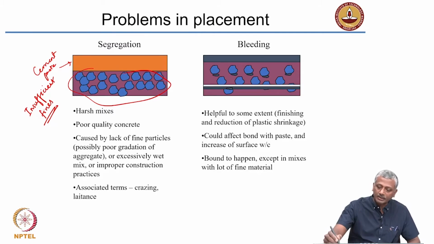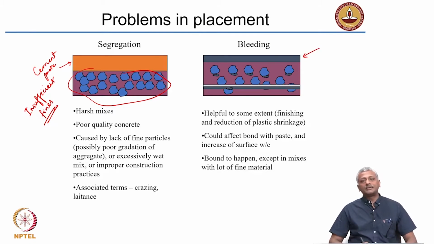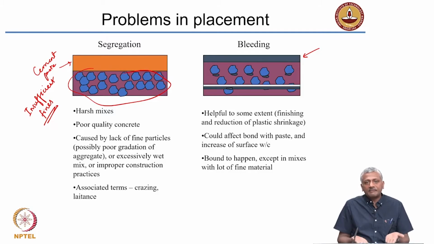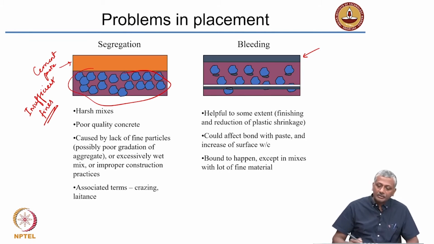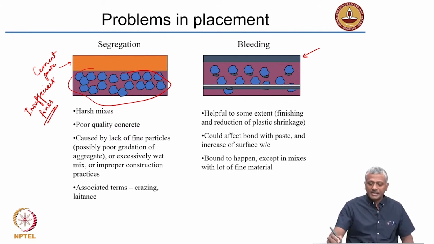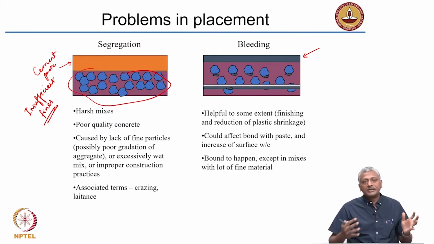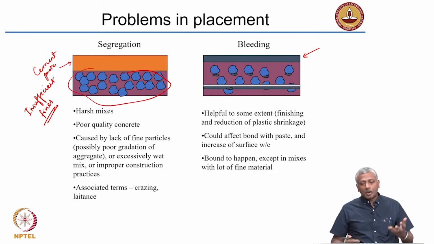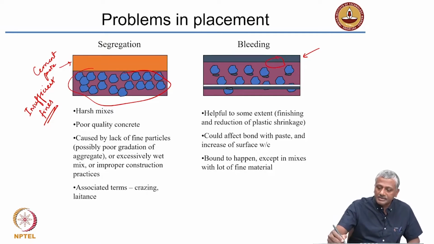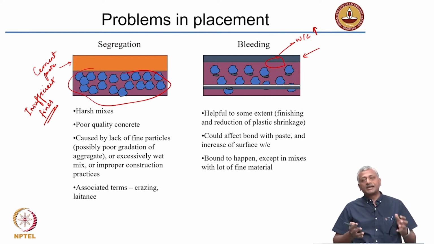If you have too much water, you will cause what is called bleeding. This water basically is the lightest ingredient of the concrete. So, because of gravity, the water rises to the surface and forms a layer on the surface. That is basically called bleeding. Now, while this bleed water on the surface helps to some extent in finishing and reduction of any shrinkage cracking on the surface, the problem is it is going to locally increase the water to cement ratio, because more water is there, less cement is there.